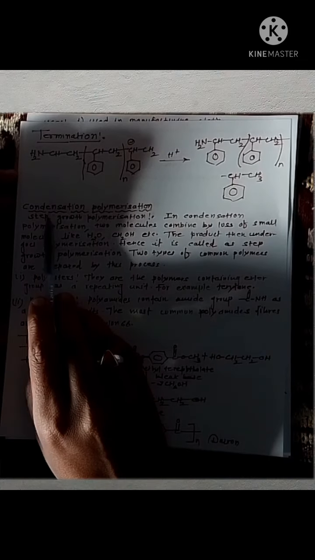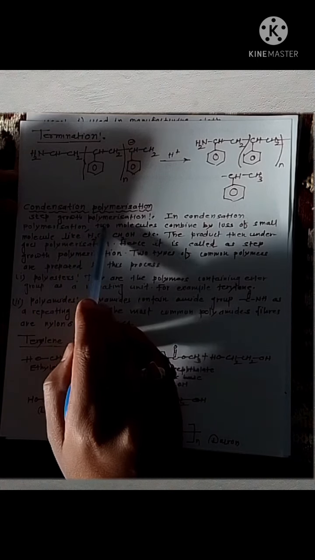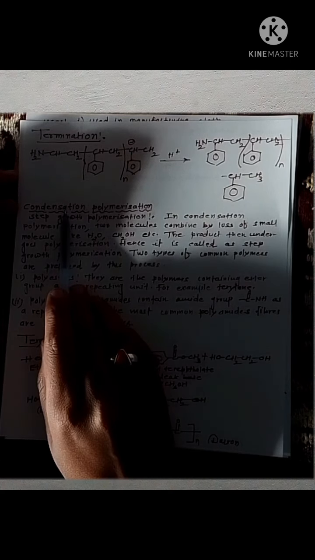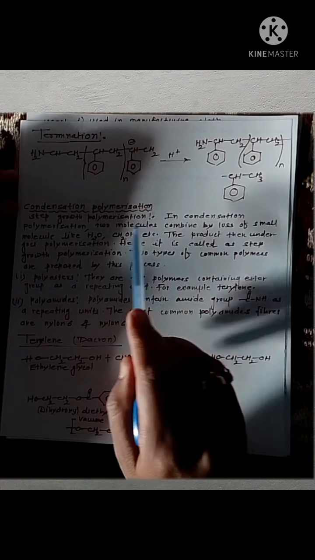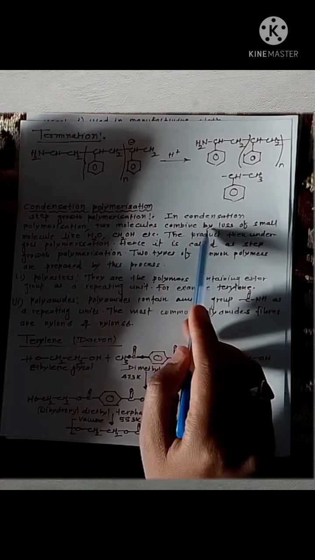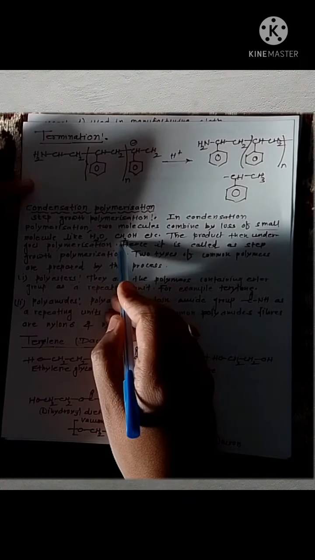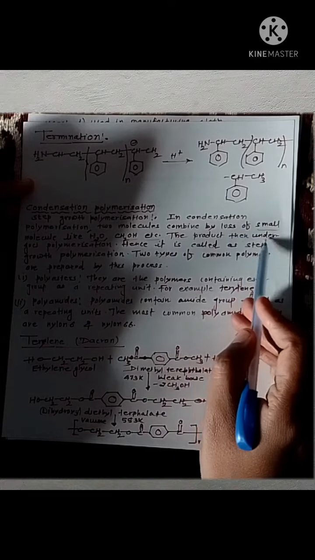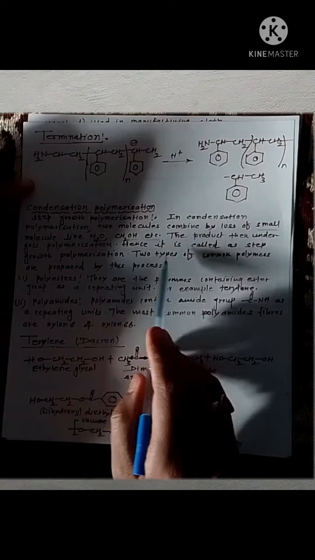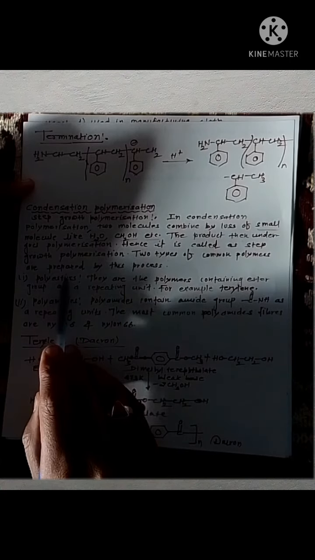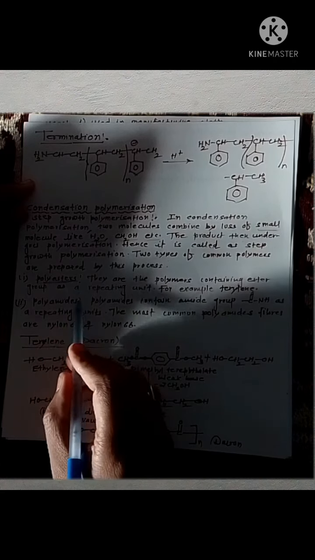The second type of polymerization is known as condensation polymerization. It is also known as step growth polymerization. What is the meaning of condensation polymerization? In condensation polymerization, two molecules combine by loss of a small molecule like water, CH3OH, etc. The product then undergoes polymerization. Hence it is also called step growth polymerization. Two common types of polymers prepared by this process are, first, polyesters, which are basically fibers, and polyamides.